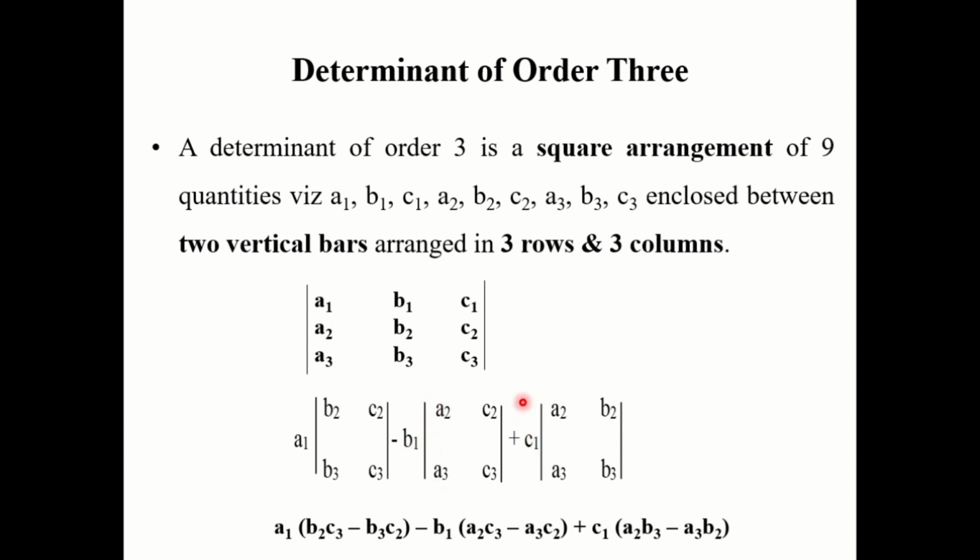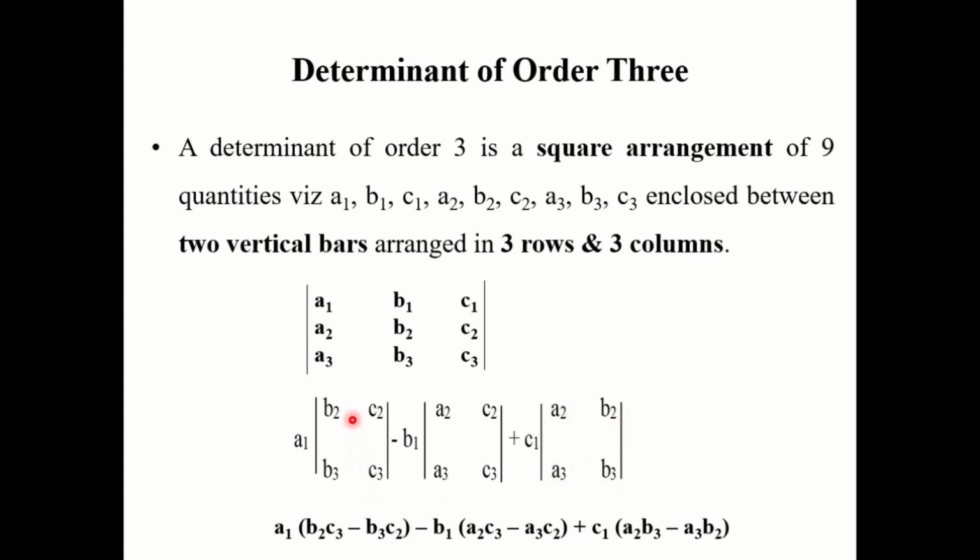Minus the second element of first row, that is B1. Now we again write down the determinant by eliminating this row and this column. Then what is the resulting determinant? A2, C2, A3, C3. Plus the third element of first row into the remaining elements of that determinant, that is, we eliminate this column and this row. What are the remaining elements of this determinant? A2, B2, A3, B3.